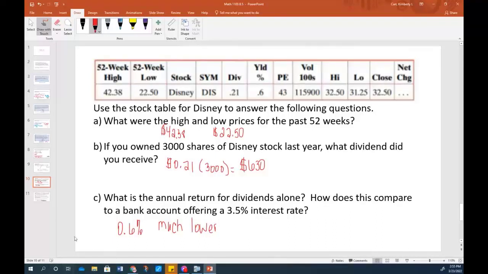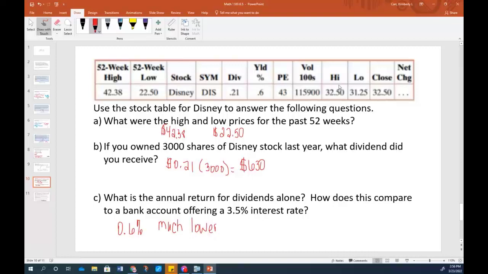Now, does that mean that if you've owned 3,000 shares of stock, you would be better off to have just had your money in the bank? Well, it really depends on the price that you bought it at. That's a very individual thing, the price that you bought the stock at and the price that you sell it at. Because the Disney shares can go back up in value and they can increase. And once they increase in value, if you were to sell it at a higher price, you might actually end up making back that money. But just directly based on dividends, it is a lower rate.